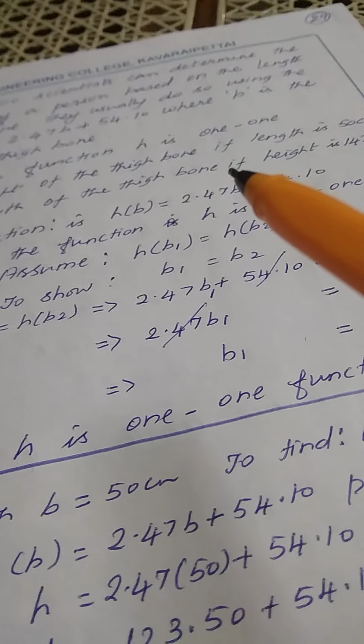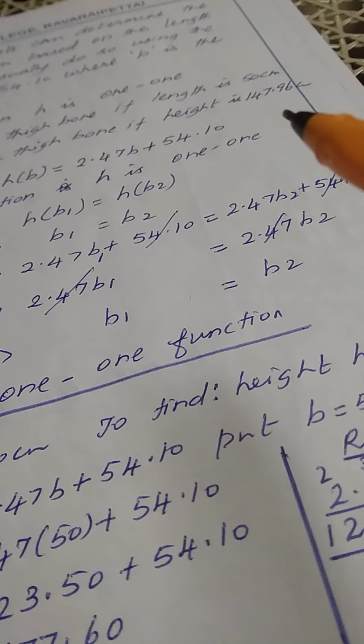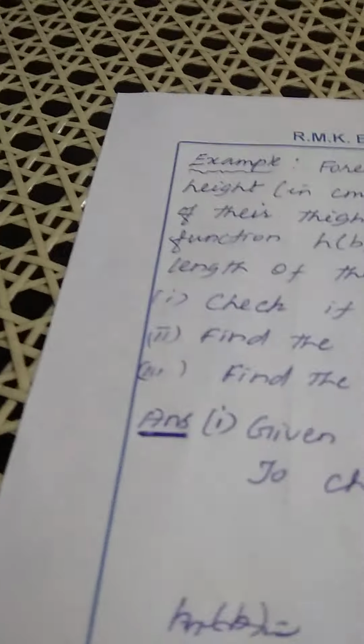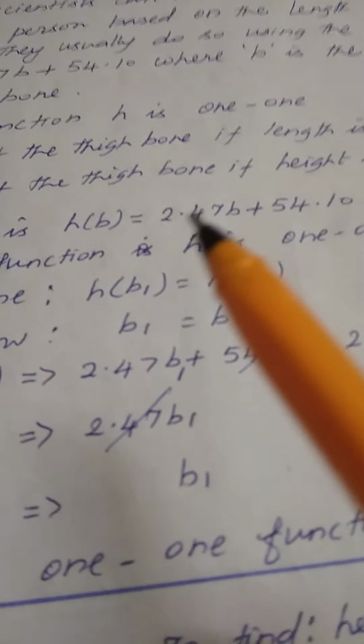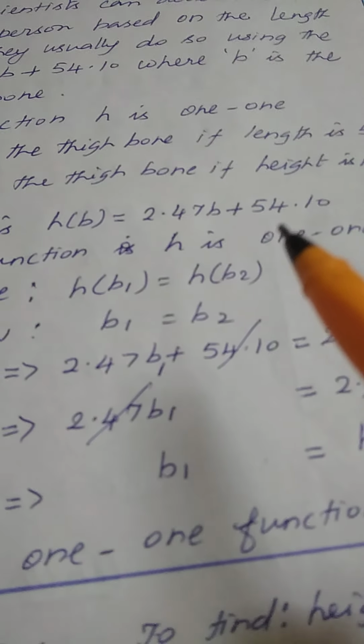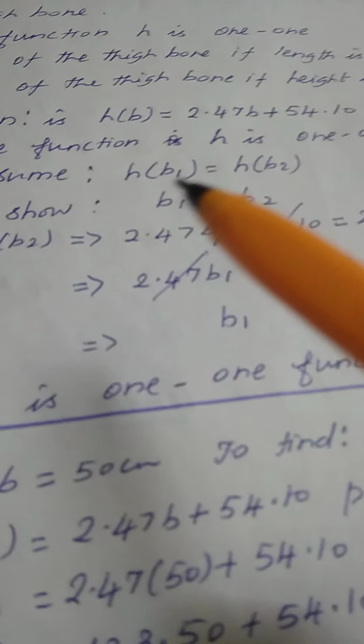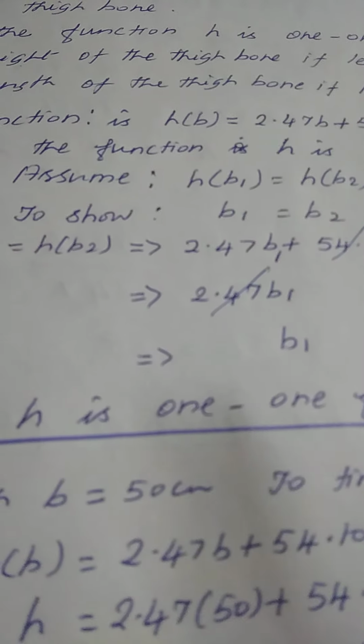Find the length of the thigh bone if height is 147.96 centimeter. So now we come to the question. Answer. Given the function is h of b is equal to 2.47b plus 54.10. First we have to check the function h is 1 to 1. For that, what we have to show is, assume h of b1 is equal to h of b2. Then we have to show b1 is equal to b2.